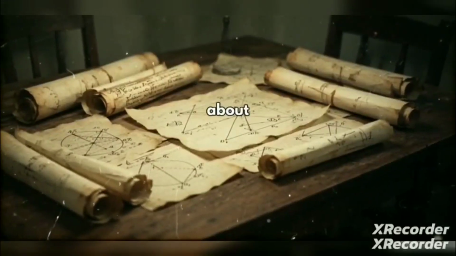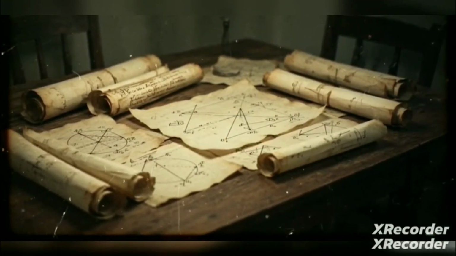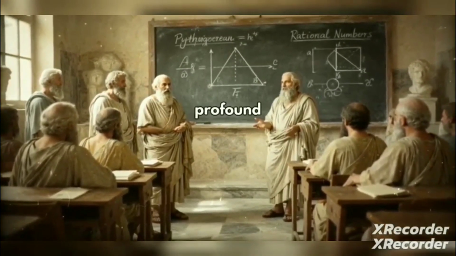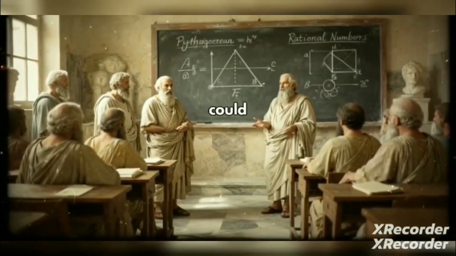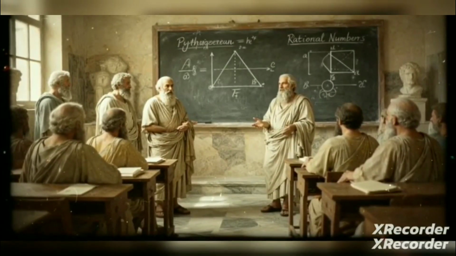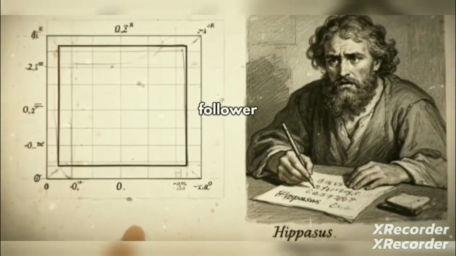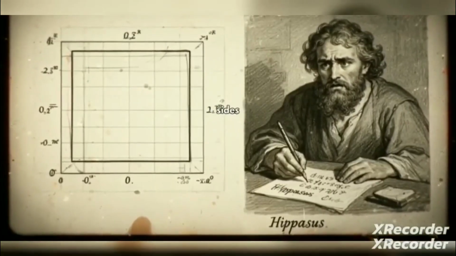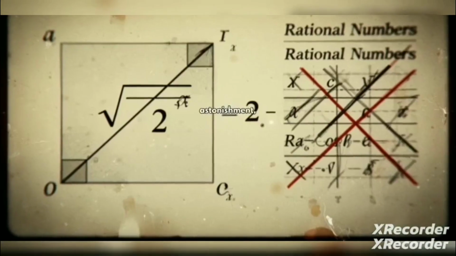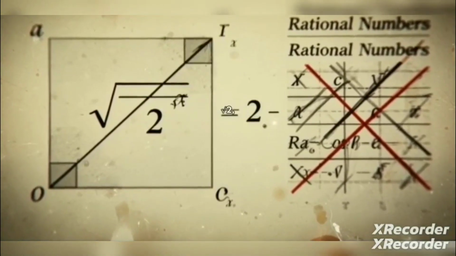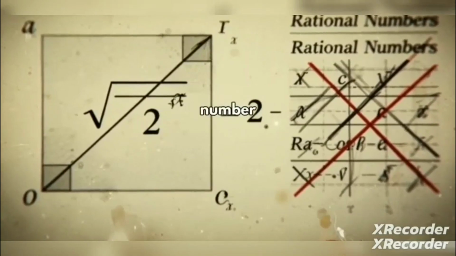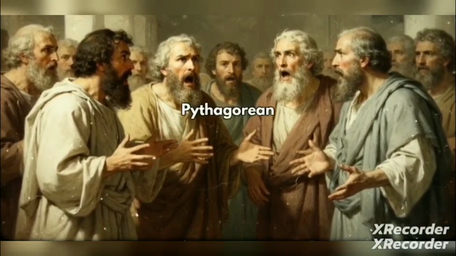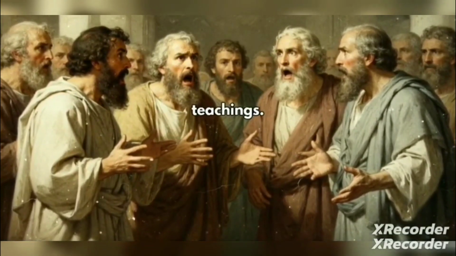Did you know that the proof I'm about to share was once a closely guarded secret? Around 2,500 years ago, the Pythagoreans held a profound belief that everything in the universe could be represented as rational numbers. But there was a challenge to this notion. A follower of Pythagoras named Hippasus applied the Pythagorean theorem to a square with sides measuring 1 unit. To his astonishment, he discovered that the diagonal was square root 2, an irrational number that could not be expressed as a simple ratio. This revelation shattered the Pythagorean ideal and posed a threat to their teachings.